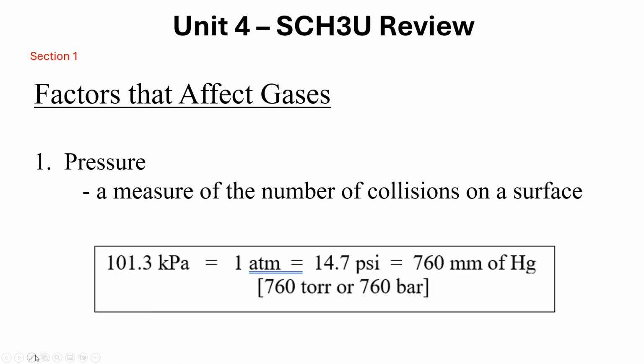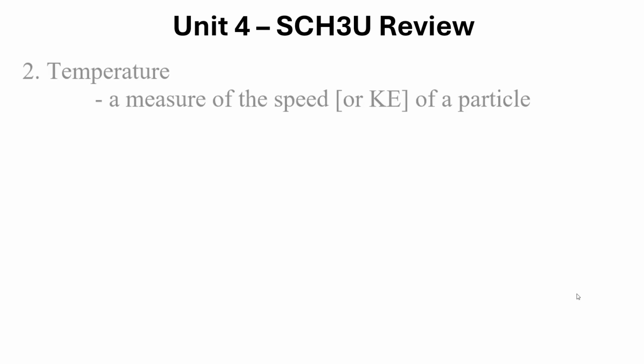So our first one here is we can measure it with kilopascals. We've got 1 atmosphere, 14.7 psi, or 760 millimeters of mercury, which is the same as 760 torr, or even 760 bar. Now another factor is temperature, which is a measure of the speed of kinetic energy.